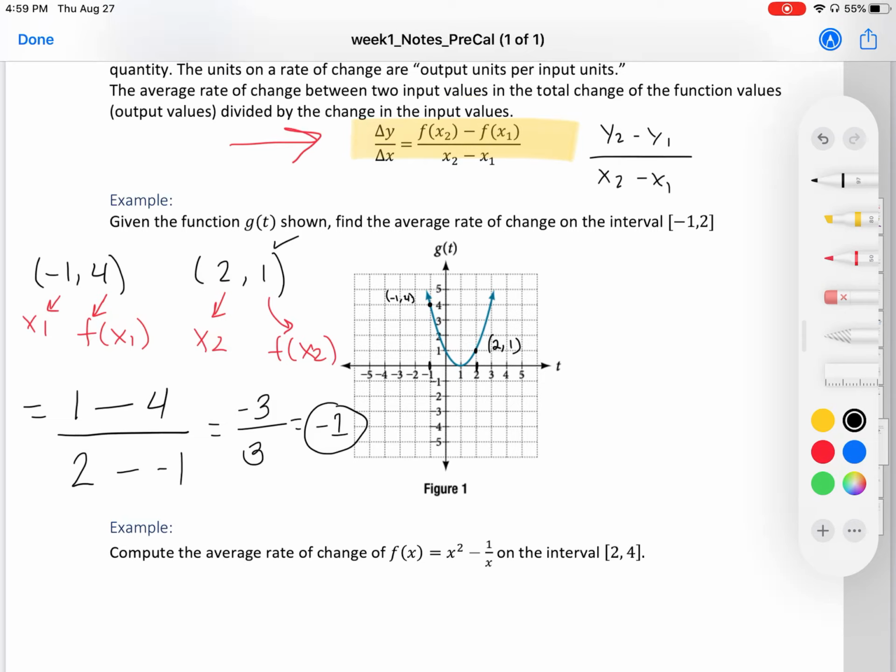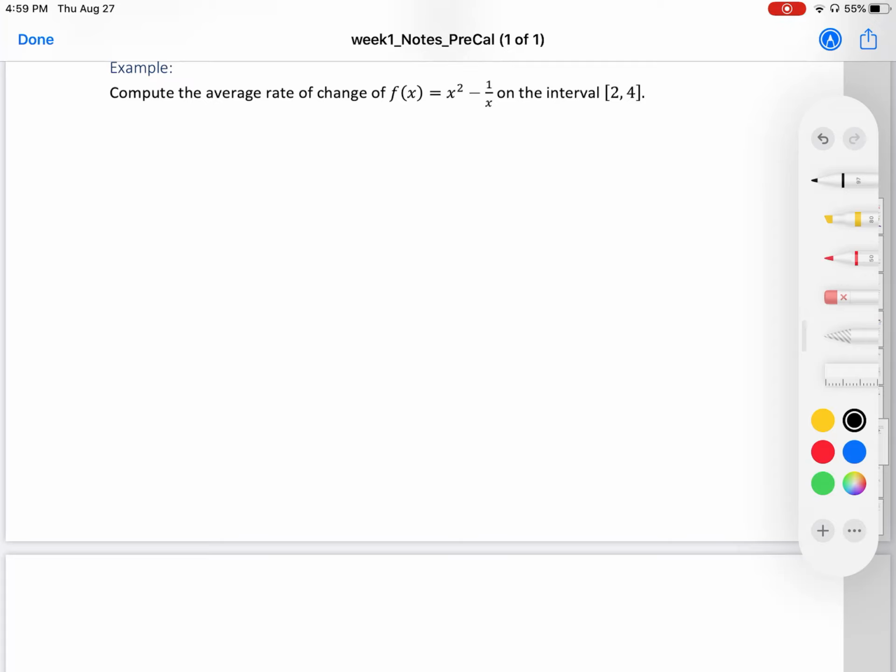We have now done an average rate of change. Example 2. Same idea. We're given the x's, so now we need to find the output. We need to find f of 2, and we need to find f of 4. If we plug in 2, we get 2 squared minus 1/2. That gives us 4 minus 1/2. Let's get a common denominator. 8 over 2 minus 1 over 2, we get 7 over 2.